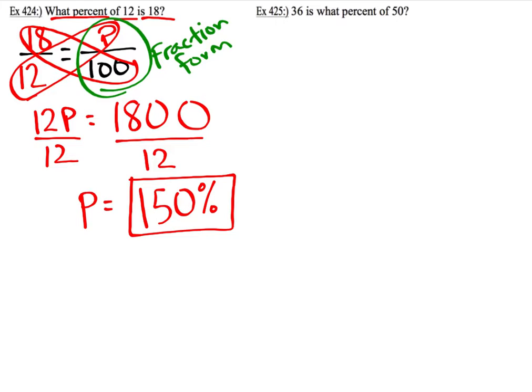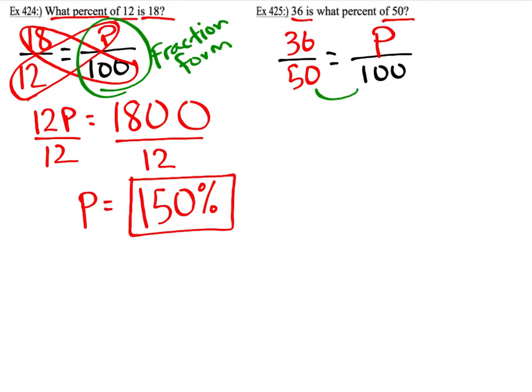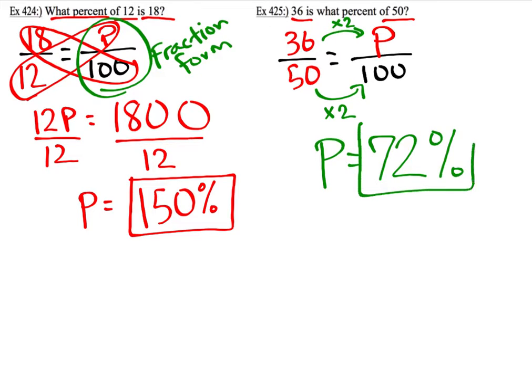Okay, next example. Example 425. 36 is what percent of 50? Well, 36 is the part, 50 is the whole, and the percent we don't know. Maybe I'll use a P to represent percent. We can do cross products here, but I just noticed getting from 50 to 100 is times 2. So I can do my proportional reasoning and times 2 on top too. This gives me P equals 72, and that would be 72%. If you cross multiply and solve, you will get the same answer.